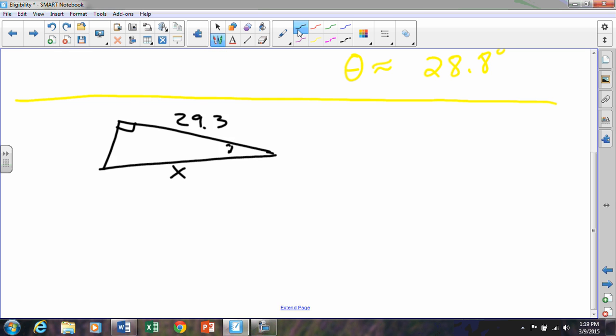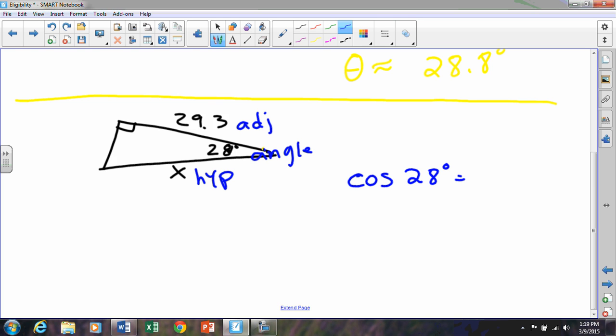And I had copied this one incorrectly. This was actually given to us as a 28-degree angle. All right, now looking at this one, of course, we have the angle. We have the adjacent side. We have the hypotenuse. Adjacent and hypotenuse form cosine, so we'd have cosine of 28 degrees is the adjacent over hypotenuse, and we have to solve this.